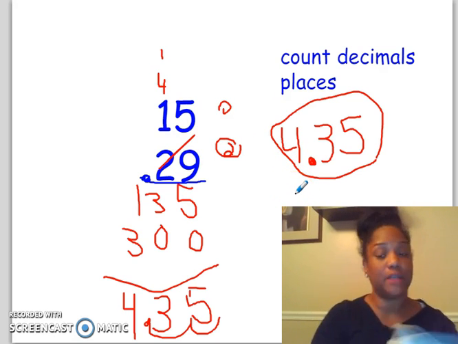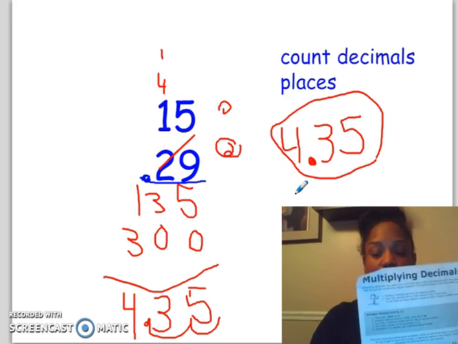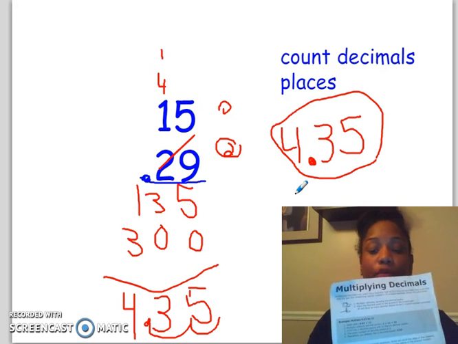So you are responsible for filling out this whole complete sheet, multiplying decimals before the end of group.